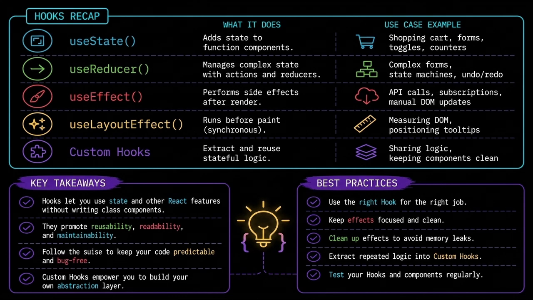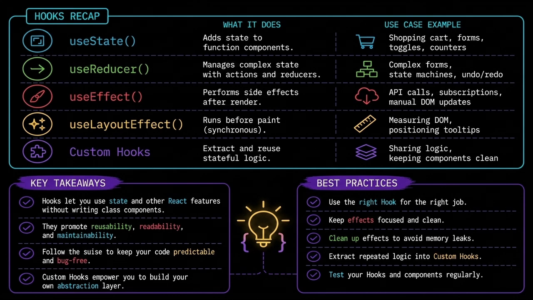useLayoutEffect hook synchronously handles logic adjustments before paint. Use case: dynamic layout positioning, tooltip fixes. Custom hooks extract, package, and reuse modular logic. Use case: authentication state, local storage syncing. Key takeaways to carry with you.